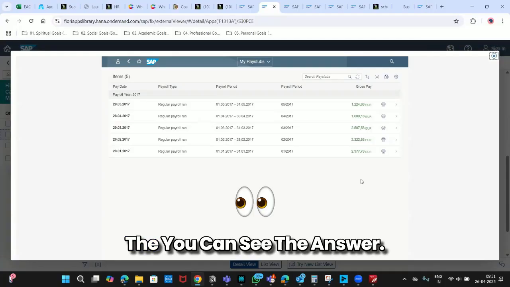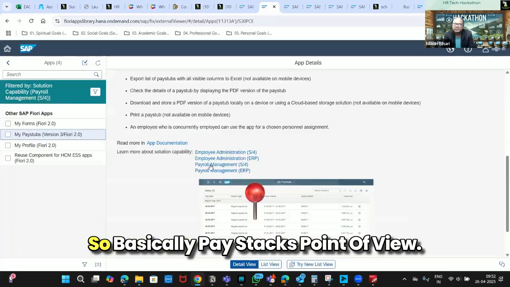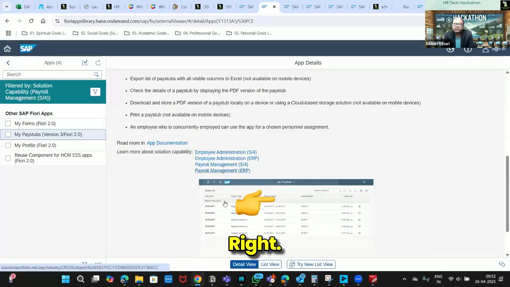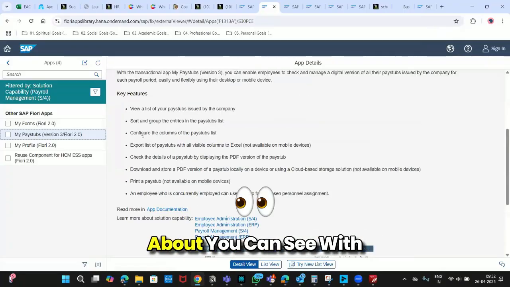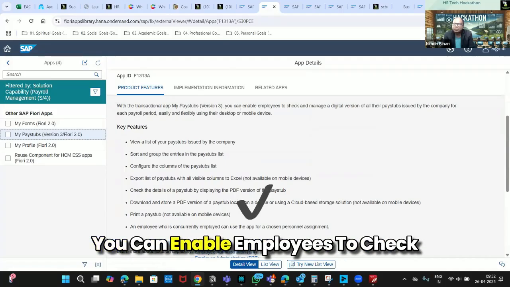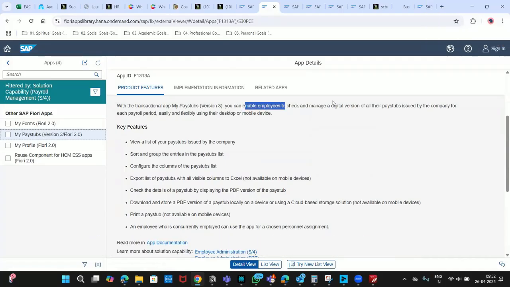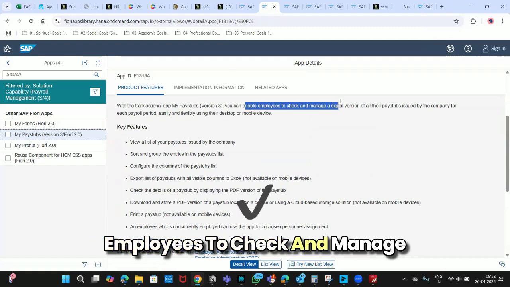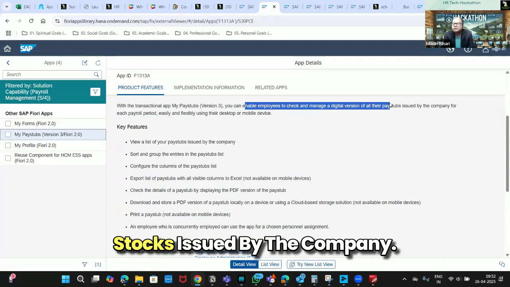You can see which answer type? So basically, from the pay stubs point of view, right? Yes. In this solution they're talking about, you can see with the transition, my pay stubs, you can enable employees to check and manage a digital version of the pay stubs issued by the company.